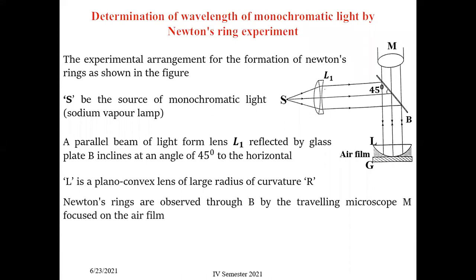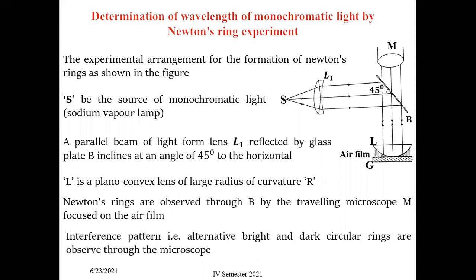The Newton's rings are observed through the plane glass plate B by a traveling microscope M, which is focused towards the air film. When the traveling microscope is focused towards the air film, we can get the Newton's rings or interference pattern. We can get alternate bright and dark circular fringes. That is why we call it Newton's rings.